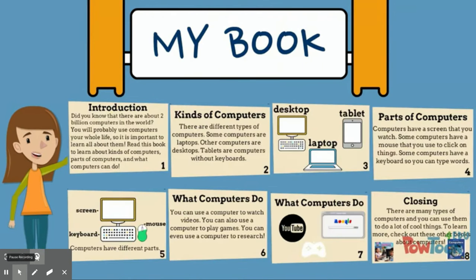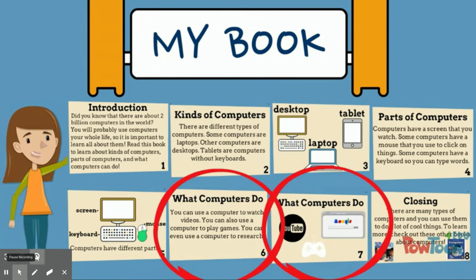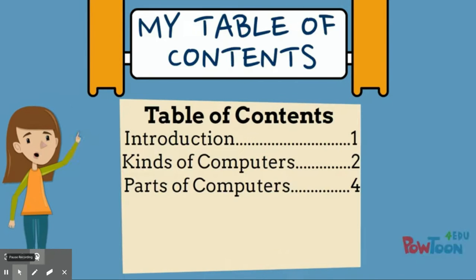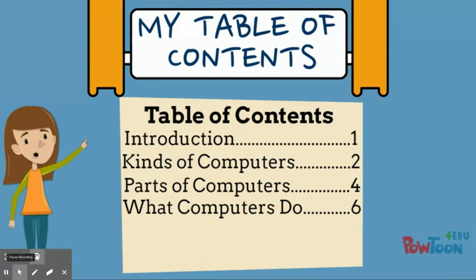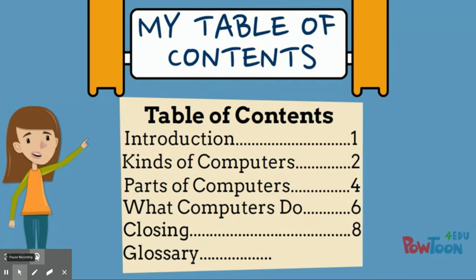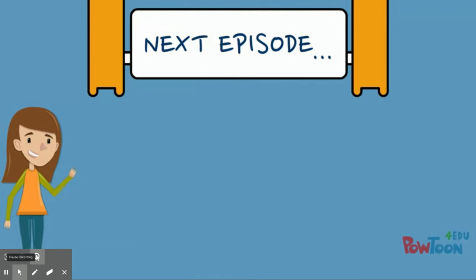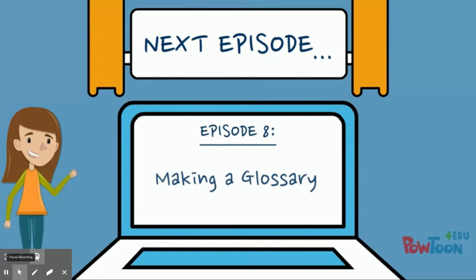My next section is called What Computers Do. It starts on page 6. I will add this section to my table of contents. My last section is my closing, and it's on page 8. I'll add it to my table of contents, and I'm also going to add a glossary to the end of my book, so I'll put it on page 9. Check out episode 8 to see how I made a glossary for my book.